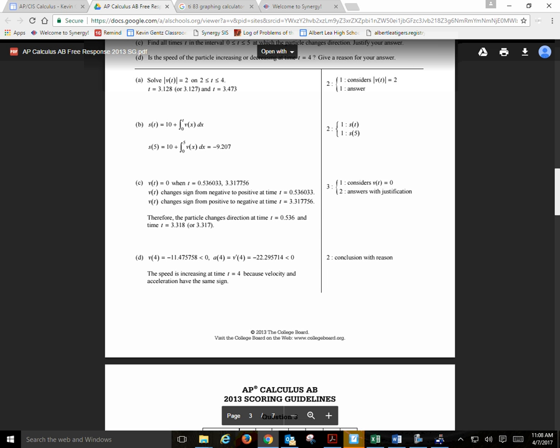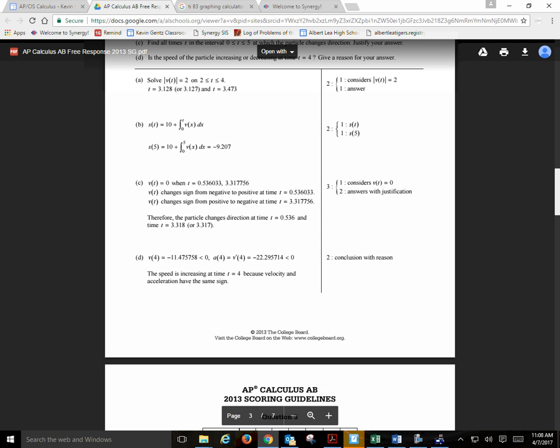C, v of t is equal to 0 at those spots. We wrote those spots down, and we said v of t changes sign. We actually wrote it just like this, didn't we? That's what they want. Okay. So a particle changes direction at those times.